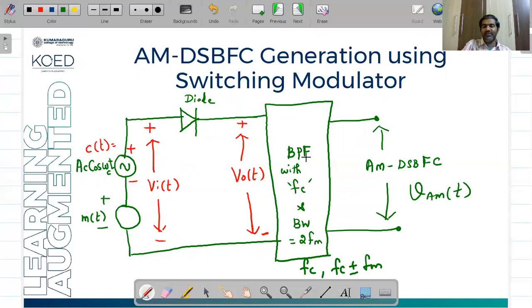Okay. So we will find V naught of t and pass it through the bandpass filter and remove unwanted components. That is, the output of your bandpass filter is nothing but double sideband full carrier.